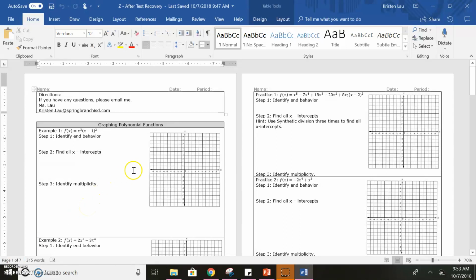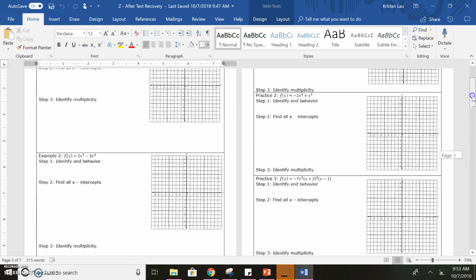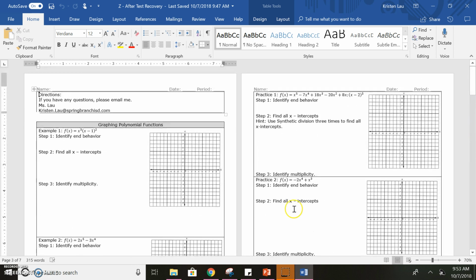I'm going to do a quick review of what you should have done on Wednesday, just in case you were confused. So I'm going to go over the examples for graphing polynomial functions, and then I'm also going to go over the examples for graphing rational functions. So by the time I return, this assignment should be complete and ready to be turned in. Please remember, I don't accept late work.